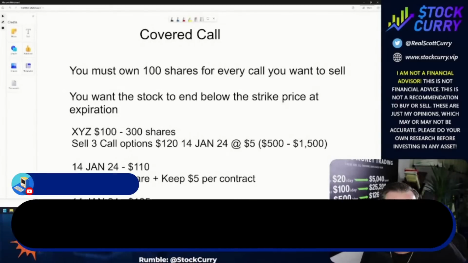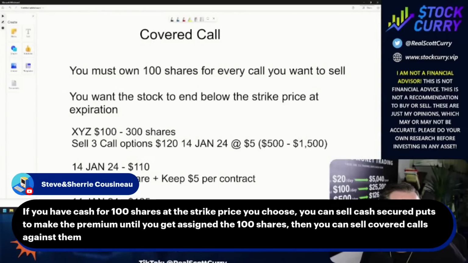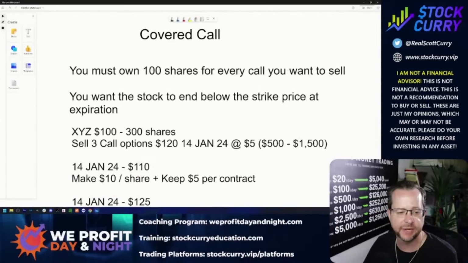Here's a question. If you have cash for 100 shares at the strike price you choose, you can sell cash secured puts to make a premium until you get assigned the 100 shares, and then you can sell covered calls. Yeah, that's the wheel strategy. We're going to go over that in a minute.